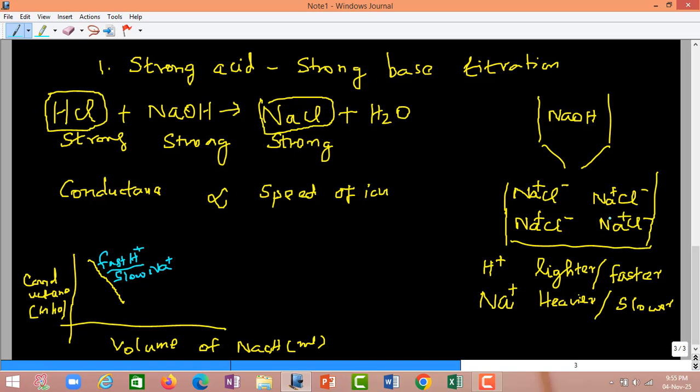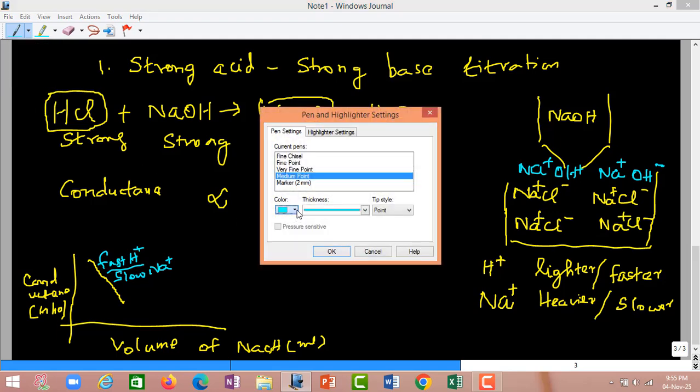That is the end point of the reaction. Say HCl has completely reacted with sodium hydroxide. If you continue the titration, you further add sodium hydroxide. The excess of sodium hydroxide added will completely dissociate because it is a strong electrolyte, and the number of ions will increase, and the number of ions is directly proportional to conductance.